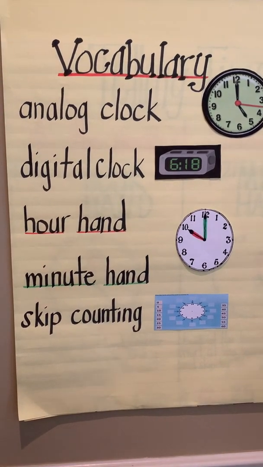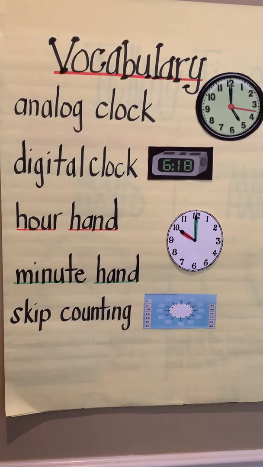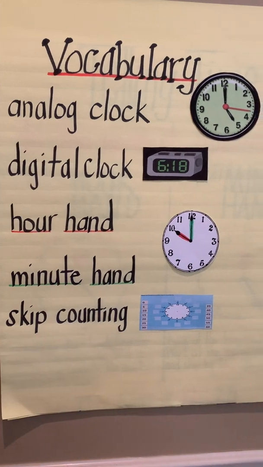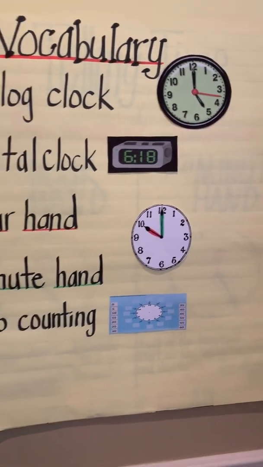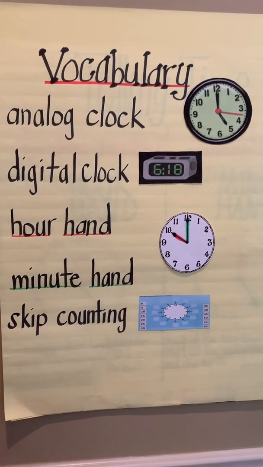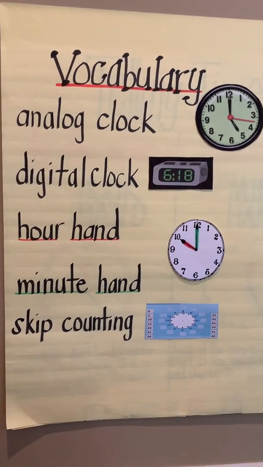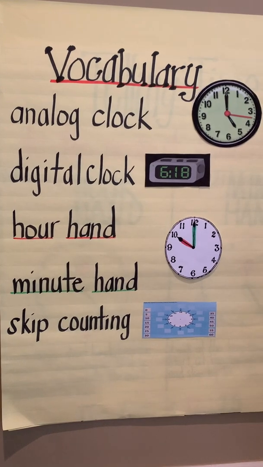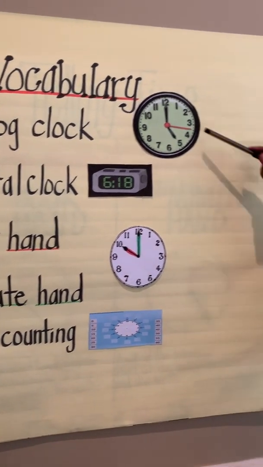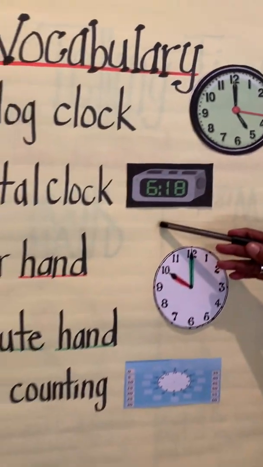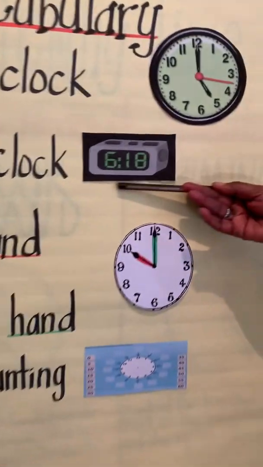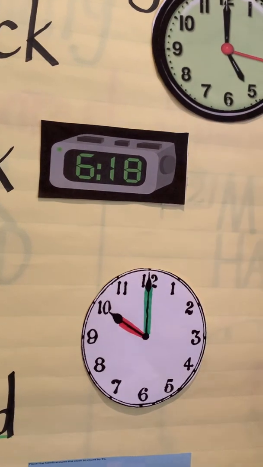So with the vocabulary words, I have included a picture to ensure that you get the full understanding of our vocabulary for this lesson. So let's look at the analog clock. So I have included a picture of an analog clock, and this is what it looks like. Let's look at our digital clock. This is a picture of the digital clock.